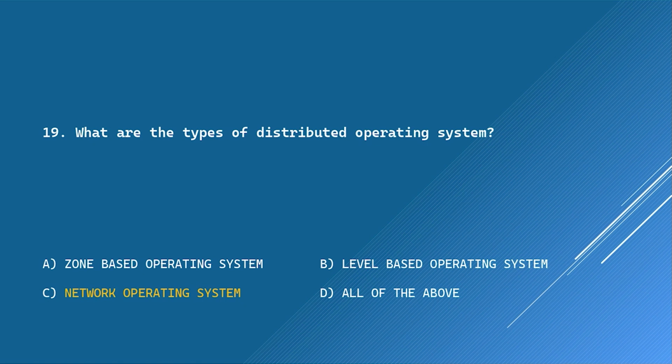19. What are the types of distributed operating system? A. Zone-based operating system. B. Level-based operating system. C. Network operating system. D. All of the above. Correct answer is network operating system.